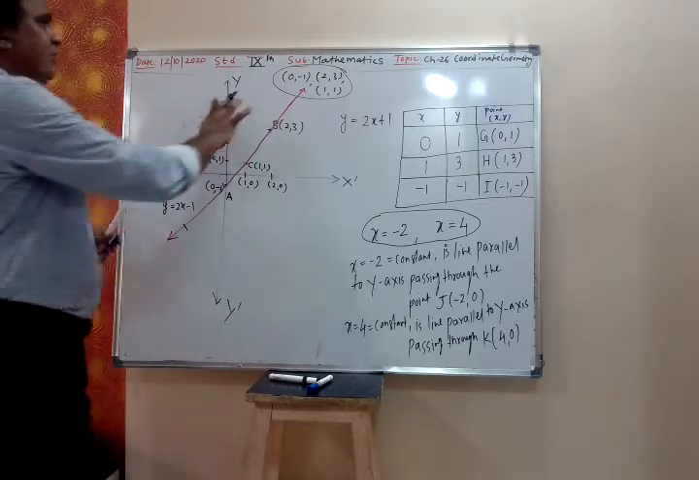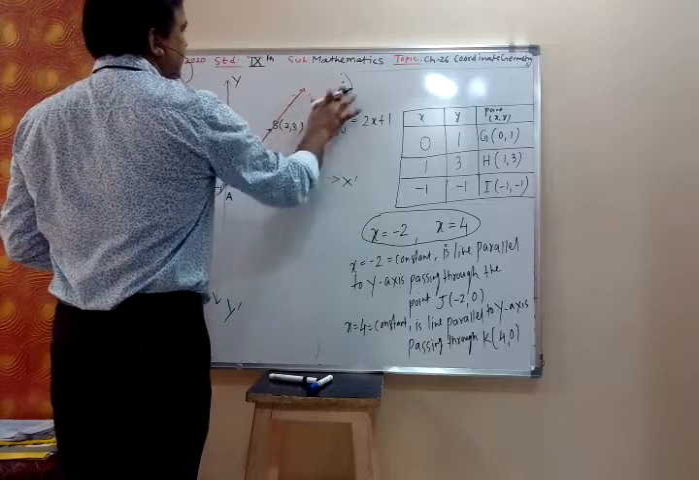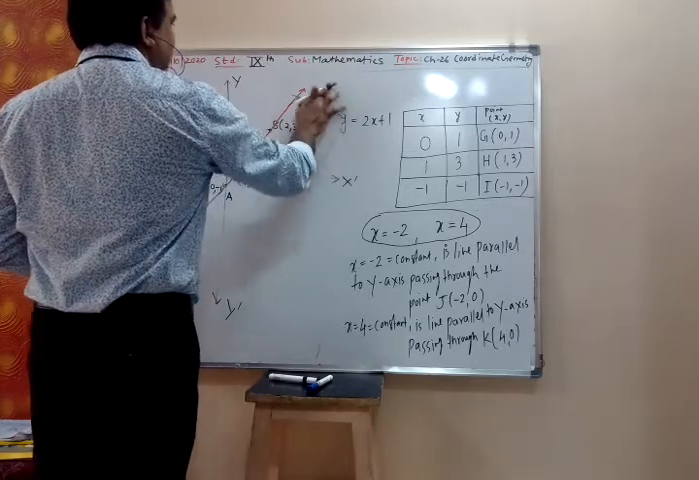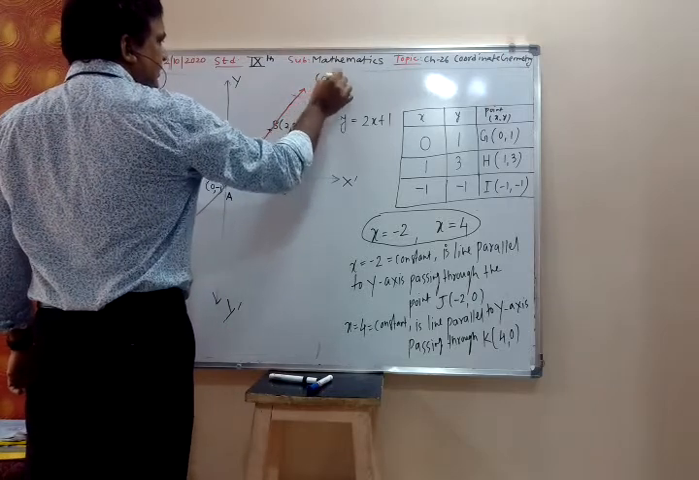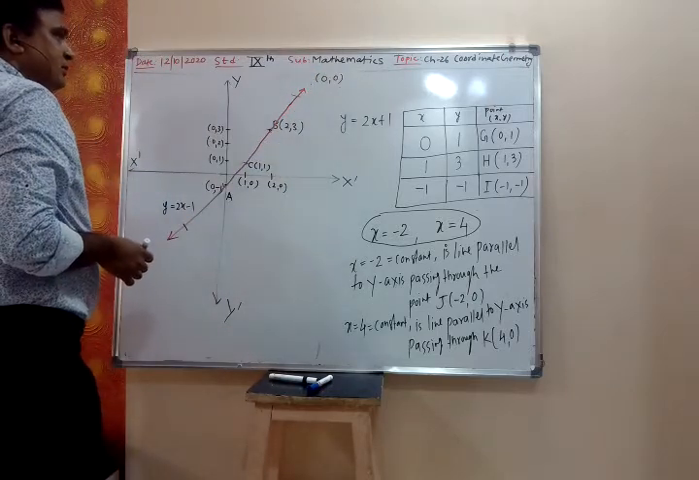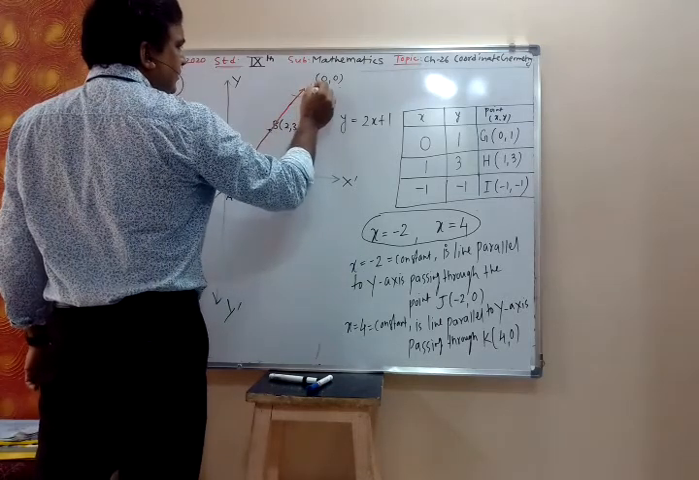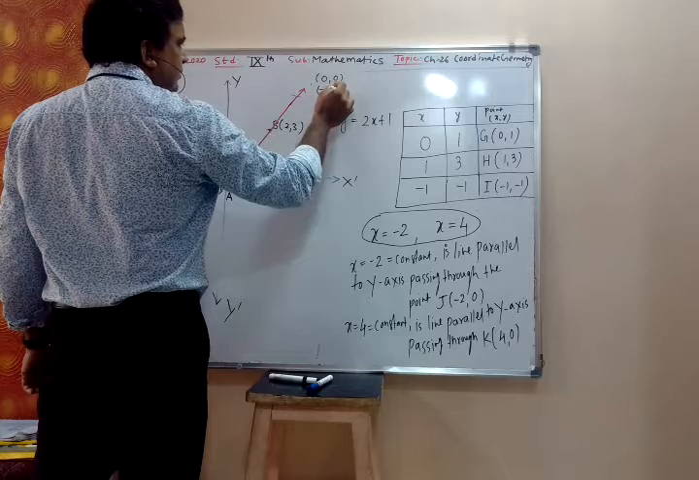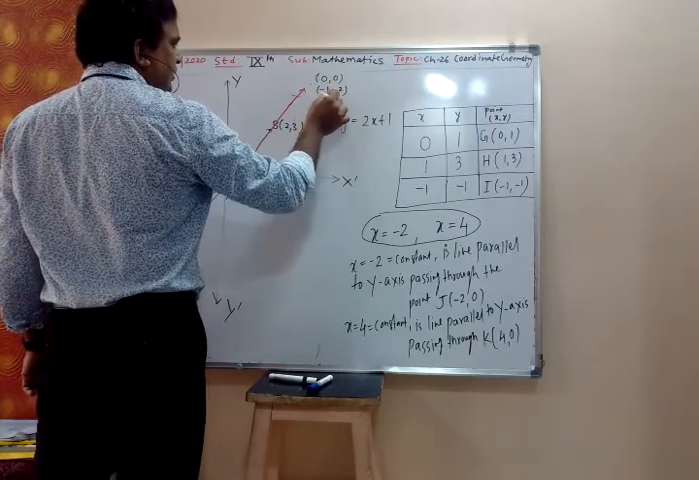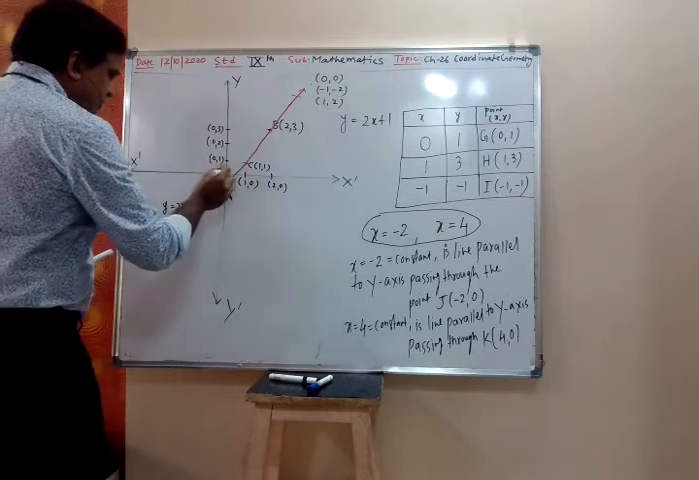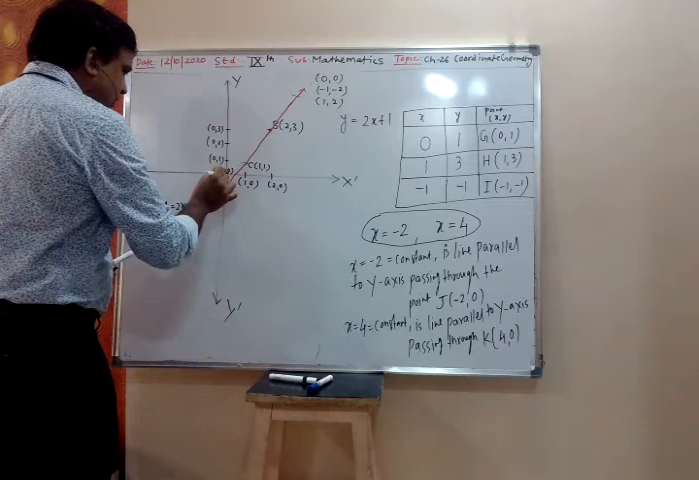Yes. Now this line we have drawn. Now let us plot another line, y is equal to 2x. What are the coordinates of that line? Tell me. One is 0, 0. Then minus 1, minus 2. Then 1 comma 2. Okay. Now 0, 0 is my origin. That is my point D.